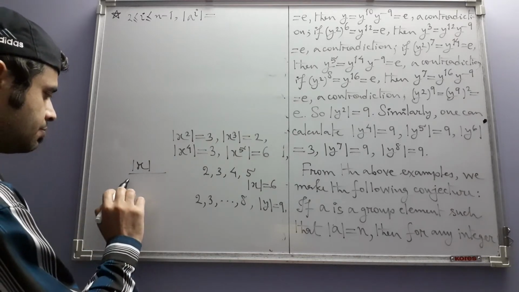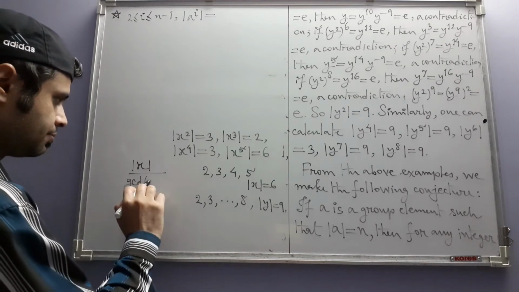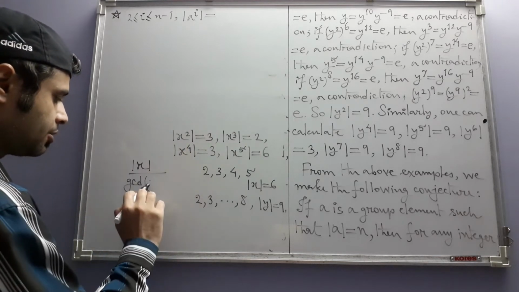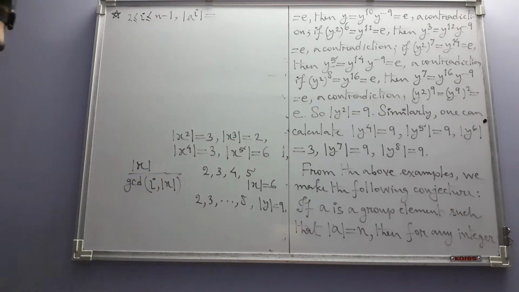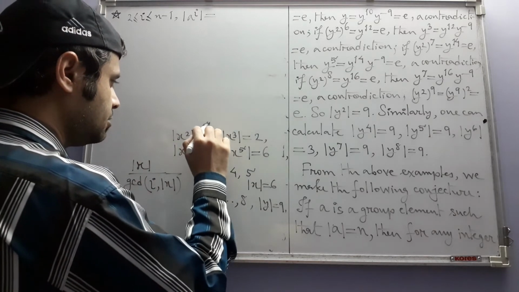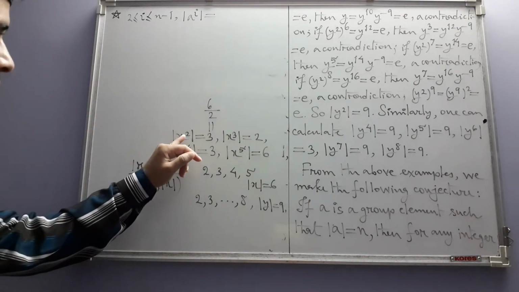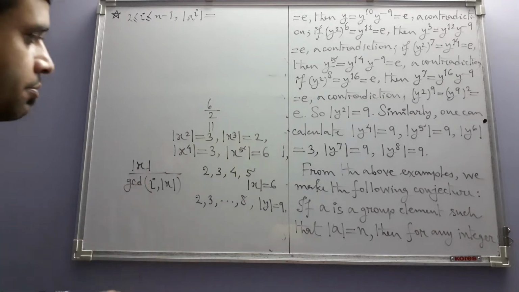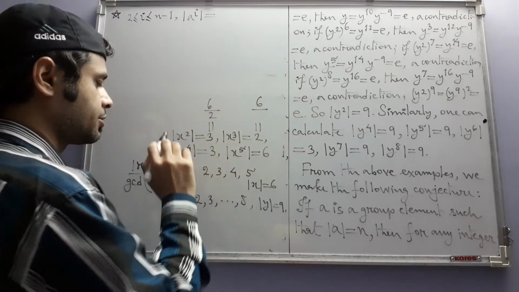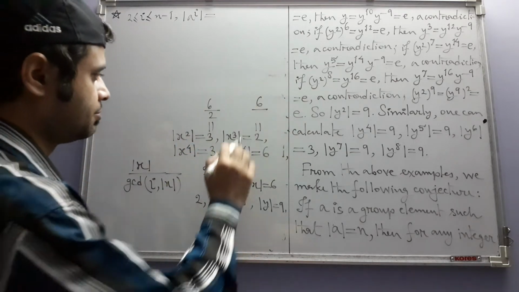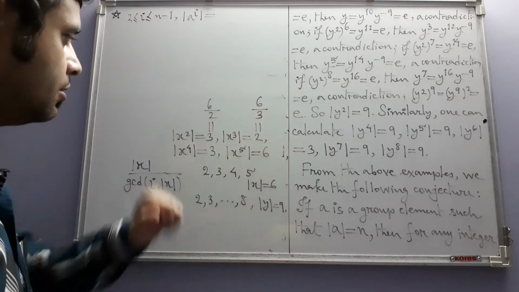by the greatest common divisor of the exponent I and the order of x. You see, this is 6 divided by 2. The GCD of 2 and 6 is 2. These are special cases, of course, because in this case the exponent itself divides the order. The GCD of 3 and 6 is 3.